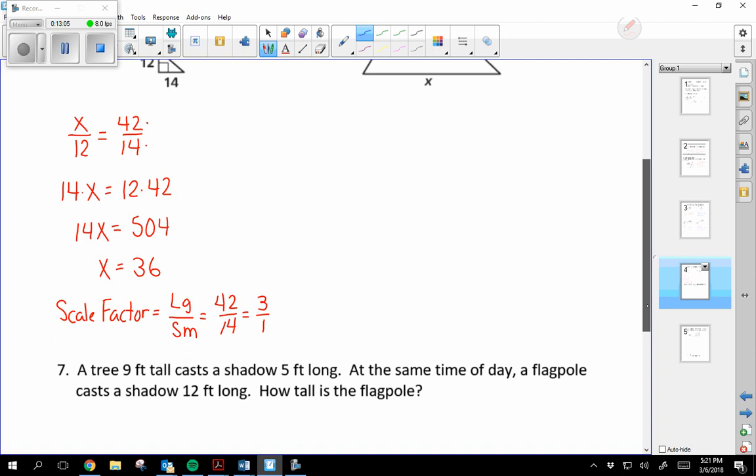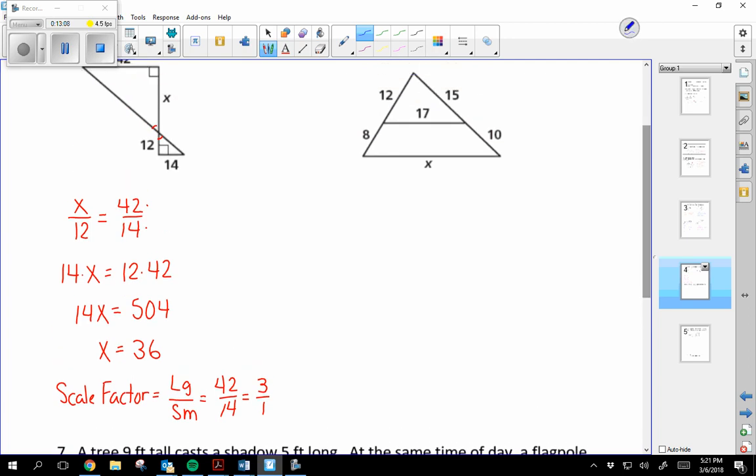Moving on to number 6. We have similar triangles told to us in the directions, and now to find X, I'm going to write another proportion. I'm going to start with 17 over X. 17 represents the bottom of the small triangle, and X represents the bottom of the large triangle.